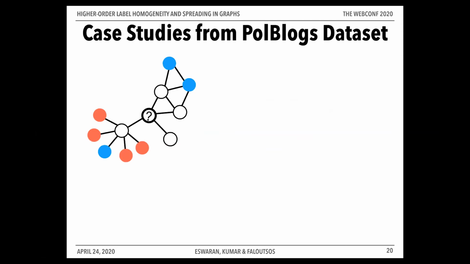To understand the specific examples of cases where we are able to see these improvements, we pulled some case studies from the political blogs data set. Here, the question mark denotes the vertex whose label is of interest. The red and blue labels were the ones supplied by the algorithm, and the others are unlabeled vertices. When you use just edges for labeling, you can see here that 2 hops away, many more vertices are red compared to blue, and hence label spreading classifies the question mark vertex as red. On the other hand, that is actually incorrect based on ground truth.